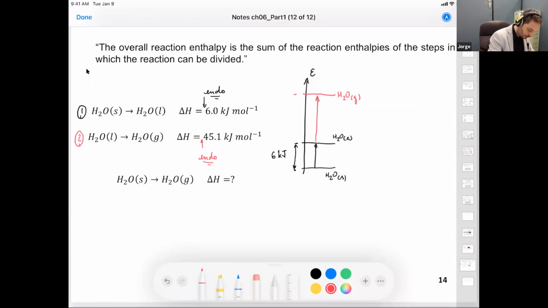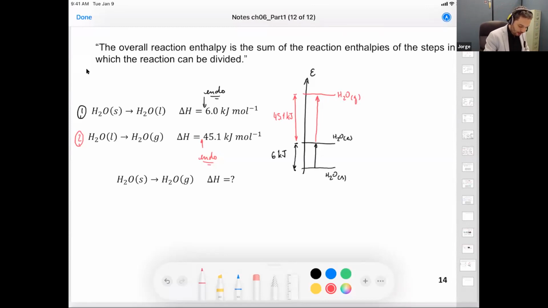The delta H is the energy difference between reagents and products, and for this case is 45.1 kilojoules. Okay, so all the way up here. So for some reason, it takes more energy to move water from the liquid state to the gas state than compared with solid state to the liquid state. Okay, so now I know the first and second steps in the energy diagram.